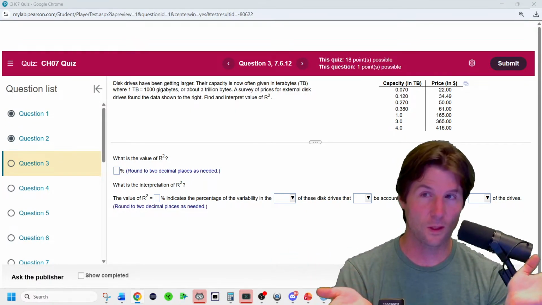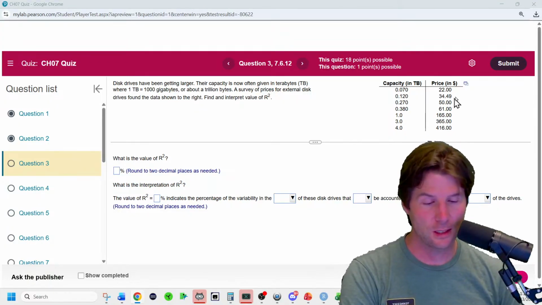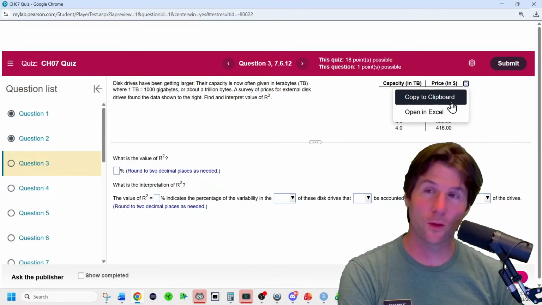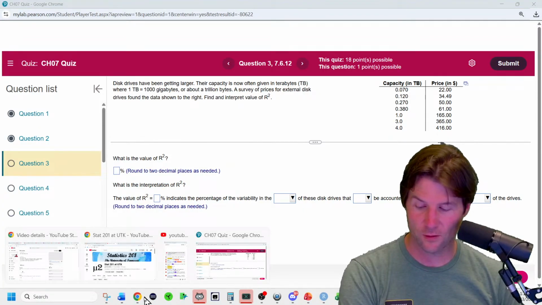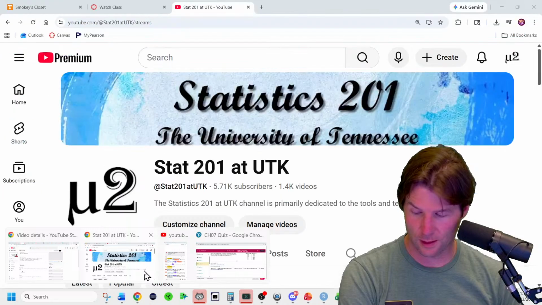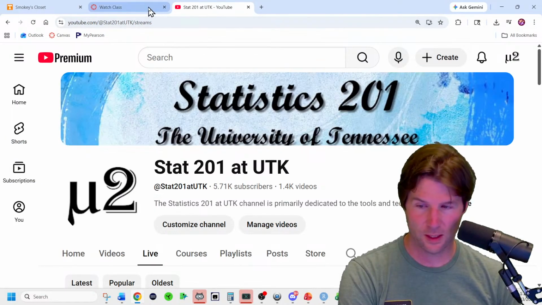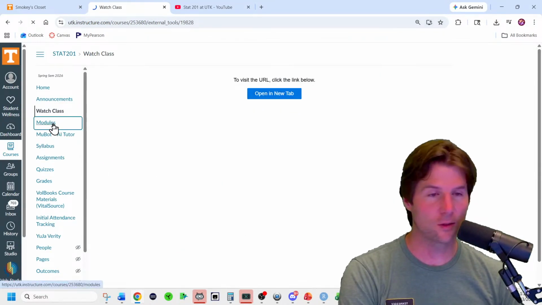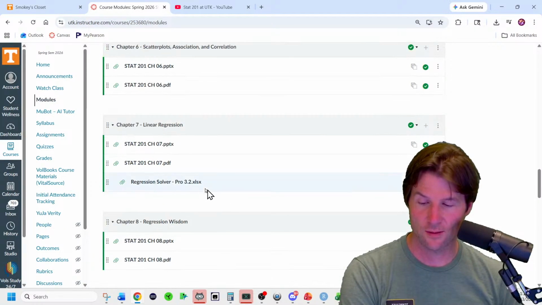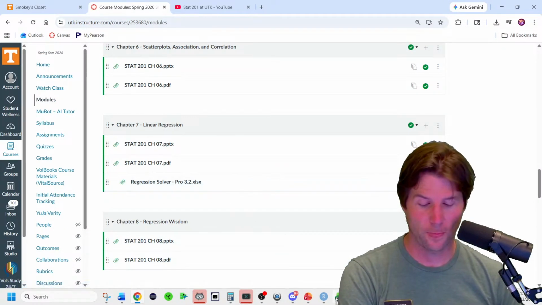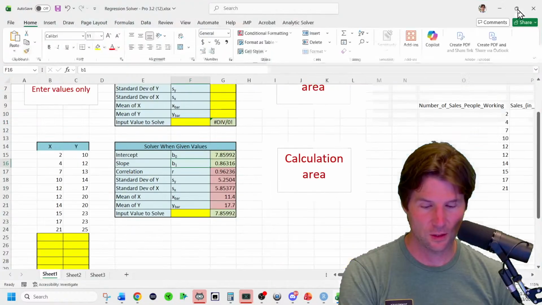R squared is correlation squared. Unfortunately, it does not give us the value of correlation, so we are going to find it ourselves. Make sure to download the Regression Solver Pro. It can be found on our class page. Go over to the modules, under the modules you will see Chapter 7, and under Chapter 7, you will see Regression Solver Pro.